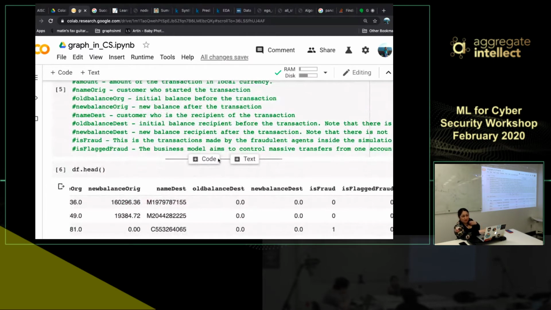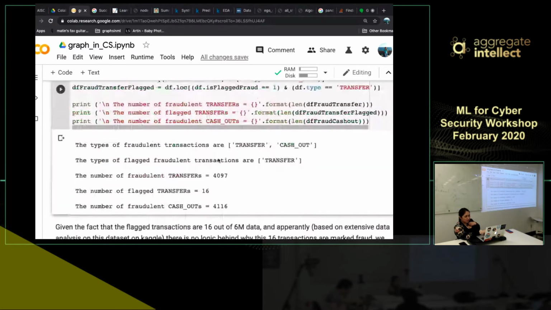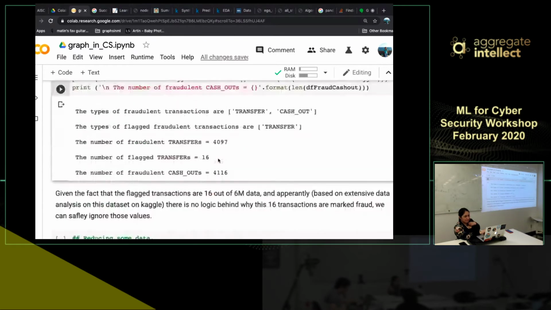So the question is: can you explain this, given that the flagged transactions are 16 out of 6 million? Apparently, based on the extensive data analysis on this data set on Kaggle, there's no logic behind why the 16 transactions are marked as fraud. We can safely ignore those values.